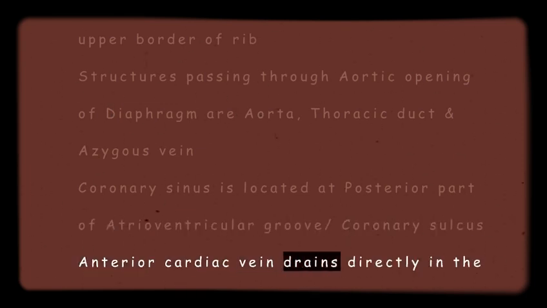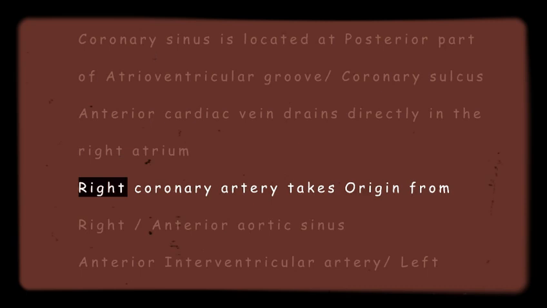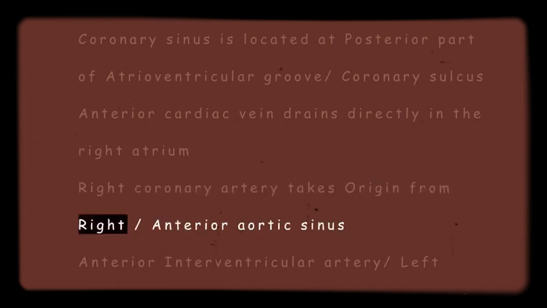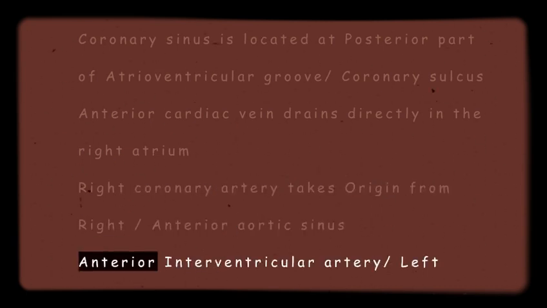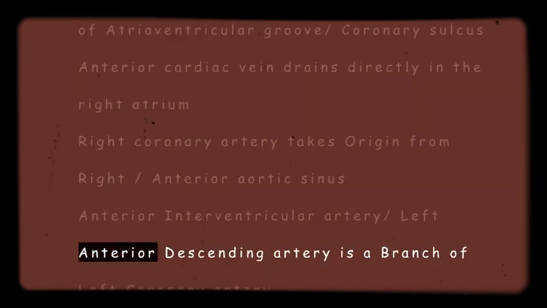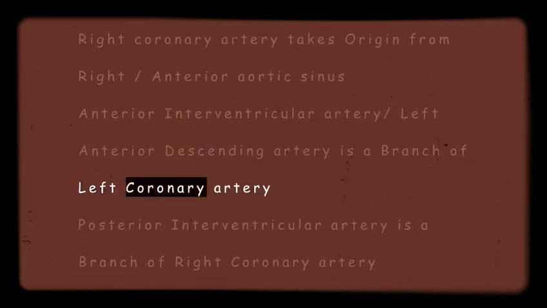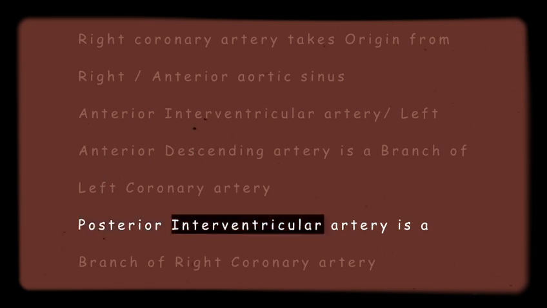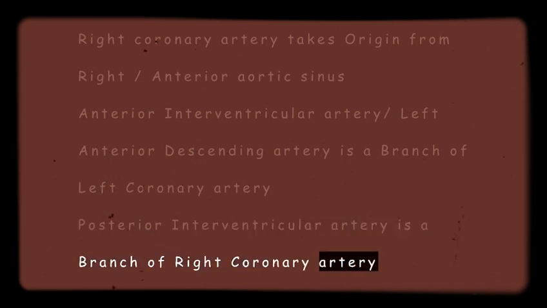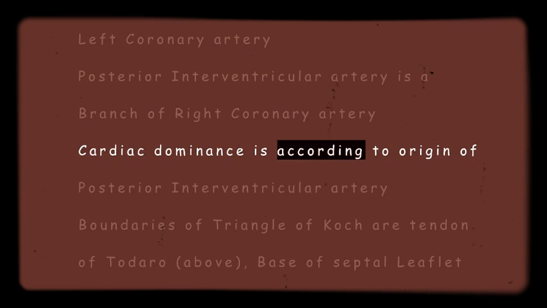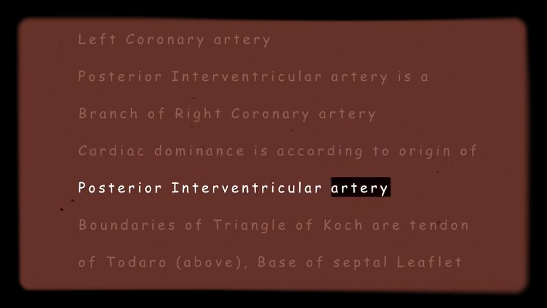Anterior cardiac vein drains directly into the right atrium. Right coronary artery takes origin from the right/anterior aortic sinus. Anterior interventricular artery/left anterior descending artery is a branch of the left coronary artery. Posterior interventricular artery is a branch of the right coronary artery. Cardiac dominance is according to the origin of the posterior interventricular artery.